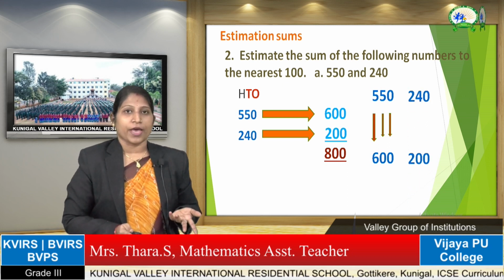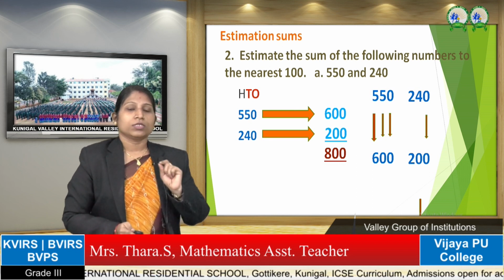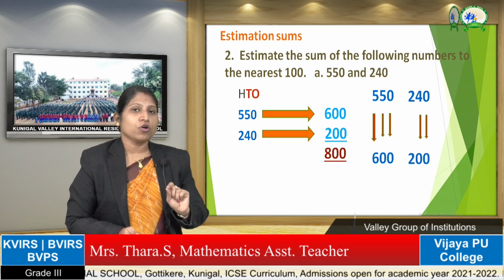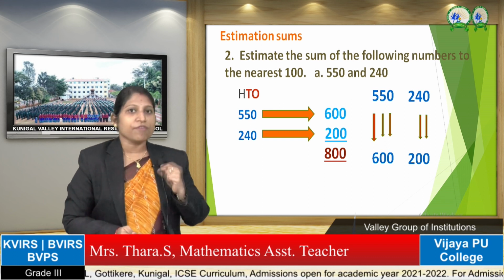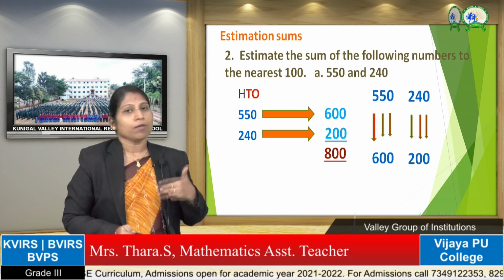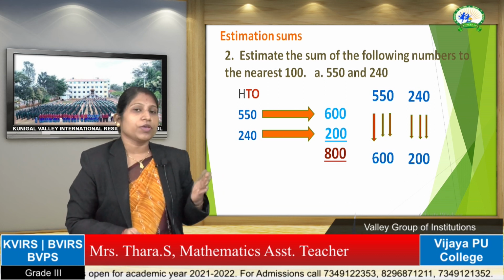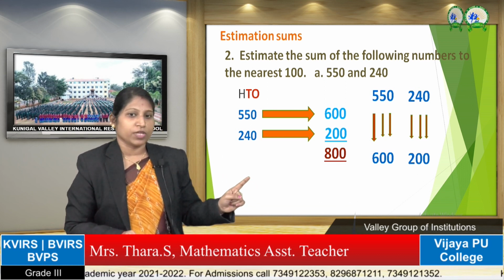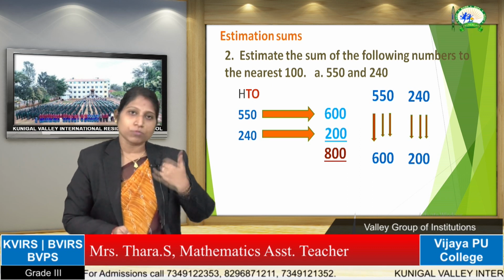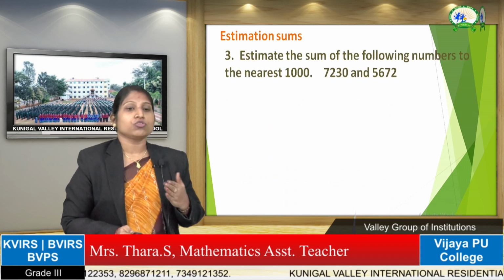And then we have 240. 240 becomes 200. How? The ones place digit is 0, the tens place digit is 4, and 4 is less than 5. If it is less than 5, you copy the same digit. So 2 becomes 2 only. Here 5 is equal to 5, so that's why you add 1 in 550. But here we have a 4, which is less than 5, so 2 becomes 2 only. Understood, children? Now we are going to estimate to the nearest thousand.